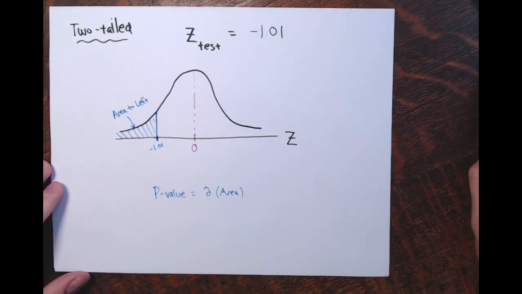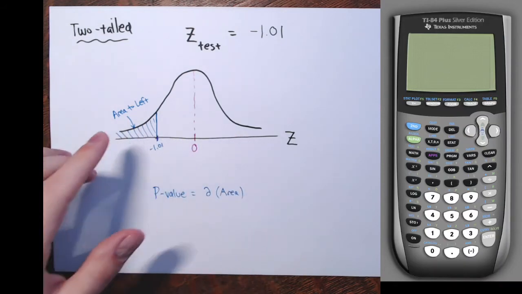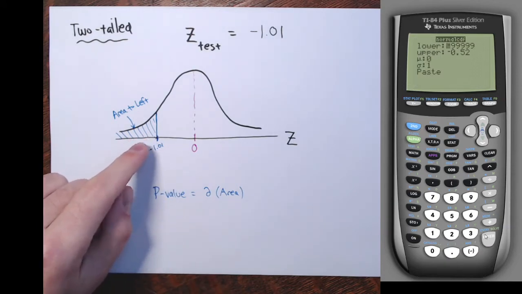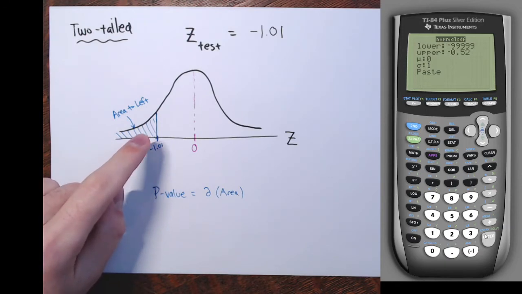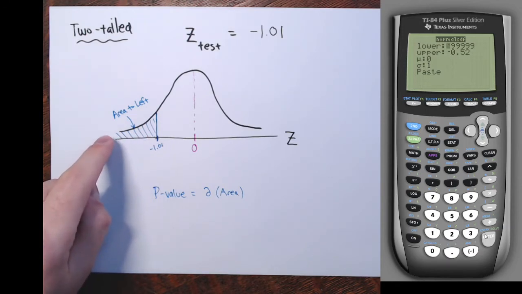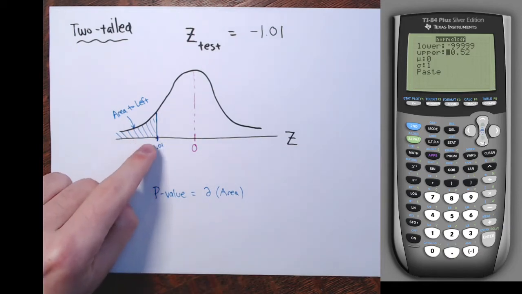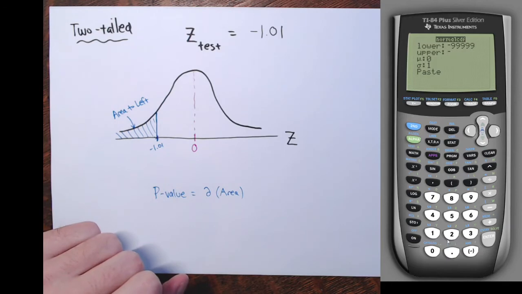Pull up the calculator here. Now remember, to find the area under a normal curve, I go to second, hit that variables button, go to distributions, and that normal CDF. What's the area of this left region, this left tail? There is no lowest value, so for the lower value, I'm going to enter some big negative number, and there's something already there. It's negative 99999, so I'll leave that. The upper value of this region is my test statistic, the negative 1.01.